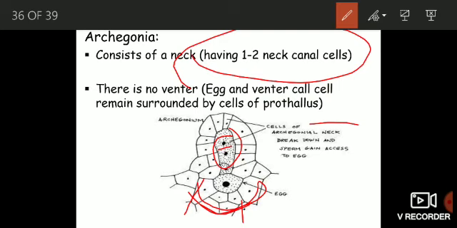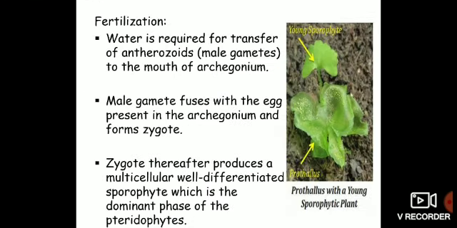The canal of the neck has one or two neck canal cells, and you have an additional cell which is known as venter canal cell, and you have an egg. Okay, but you have to remember that there is no venter in case of archegonia of pteridophytes. In a state, the egg and the venter canal cell remain surrounded by the cells of the gametophyte or prothallus. Now fertilization.